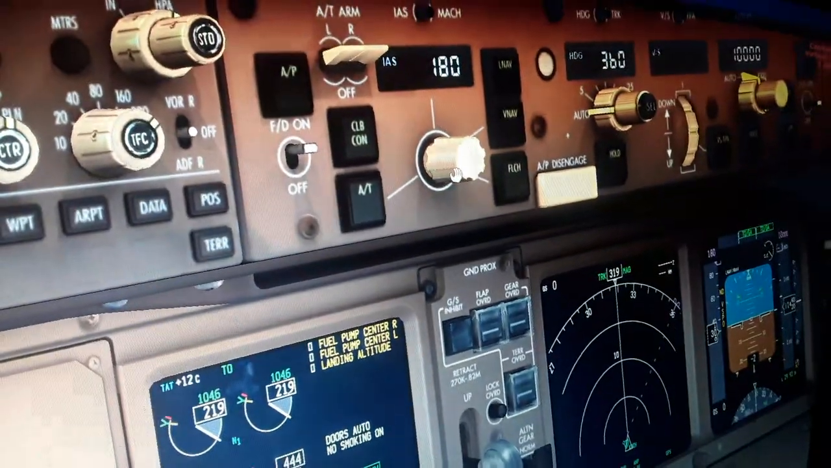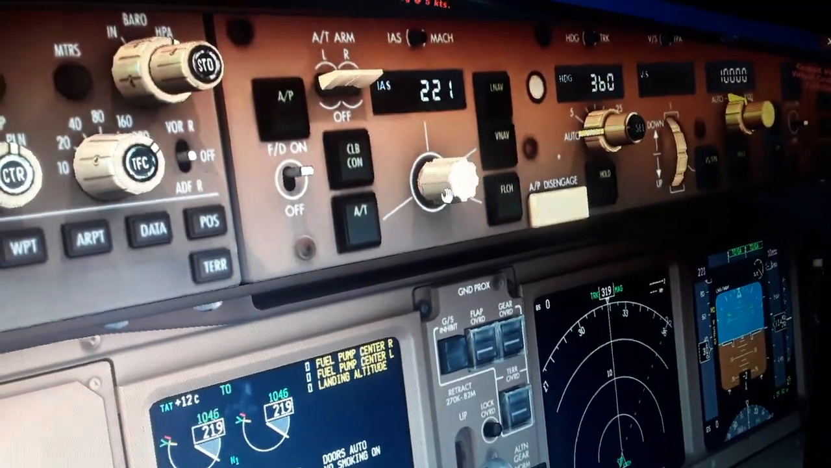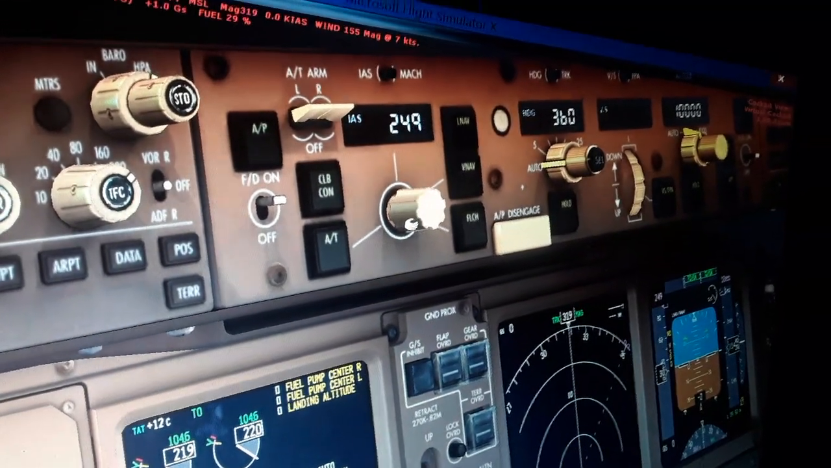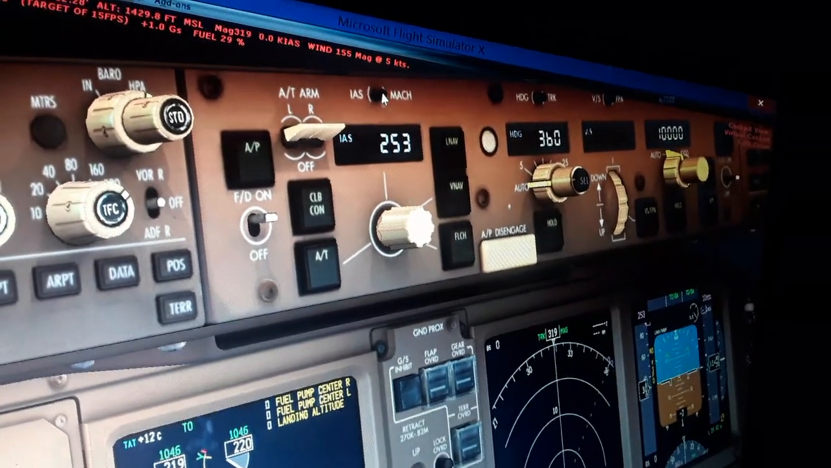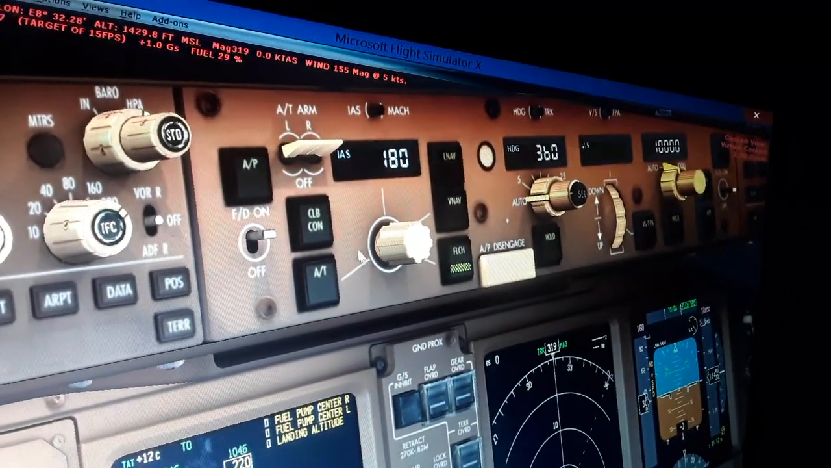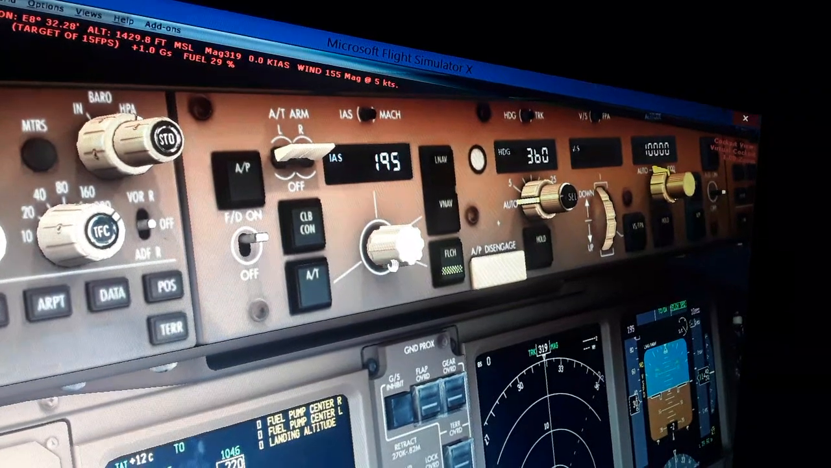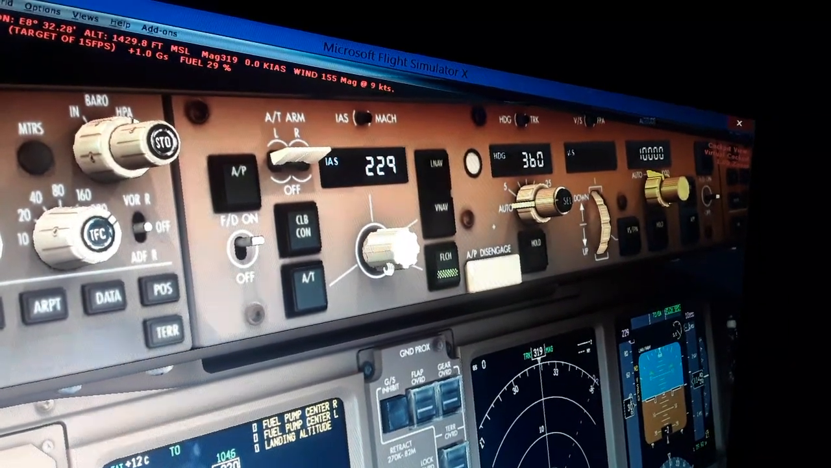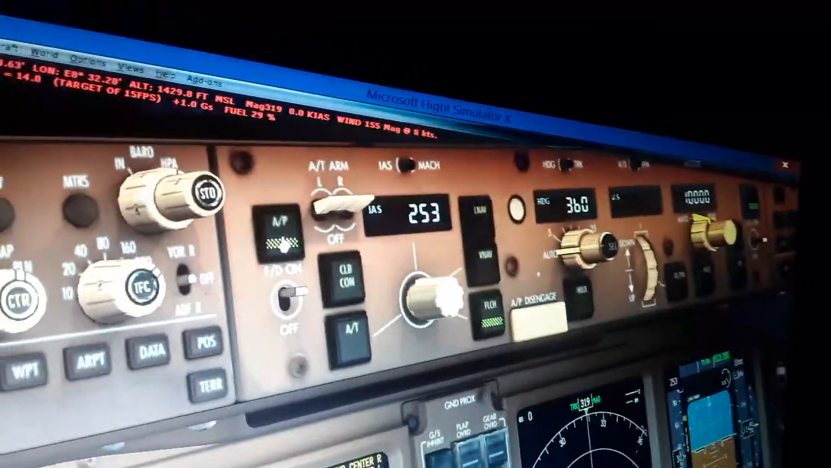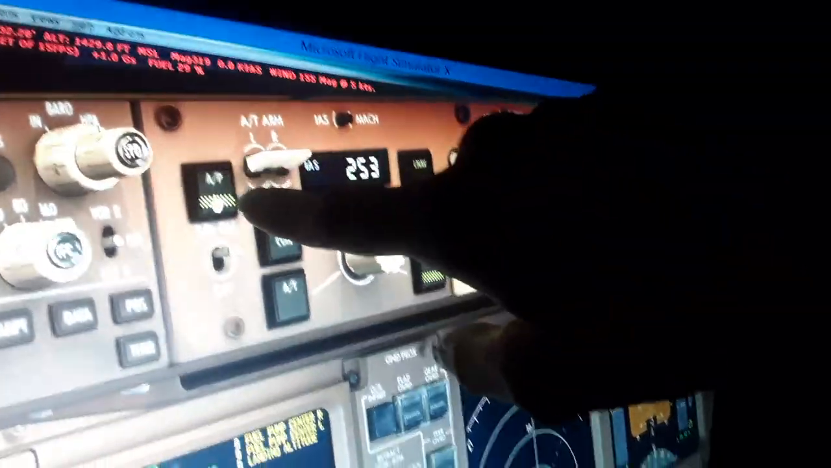We can select a different airspeed for takeoff than the one pre-selected. We have indicated airspeed or Mach, we have the LNAV and the VNAV, the flight level change again. So we're going to use this airspeed. We have the autopilot on like this, pressing this switch, the green here. Now we have the autopilot connected.